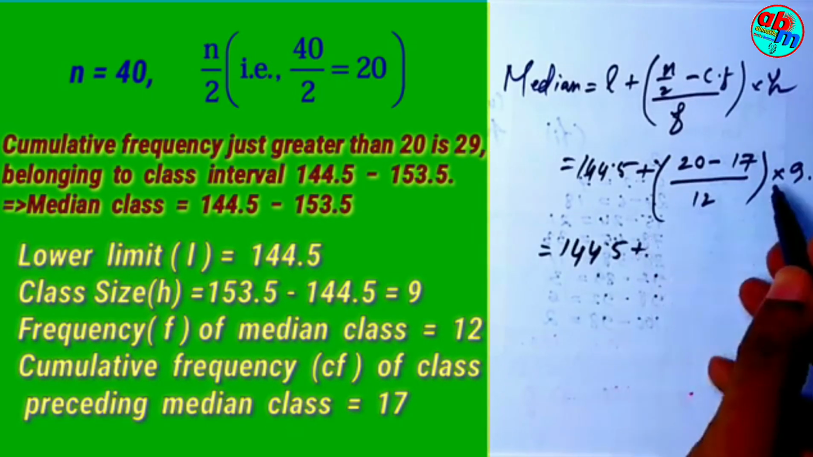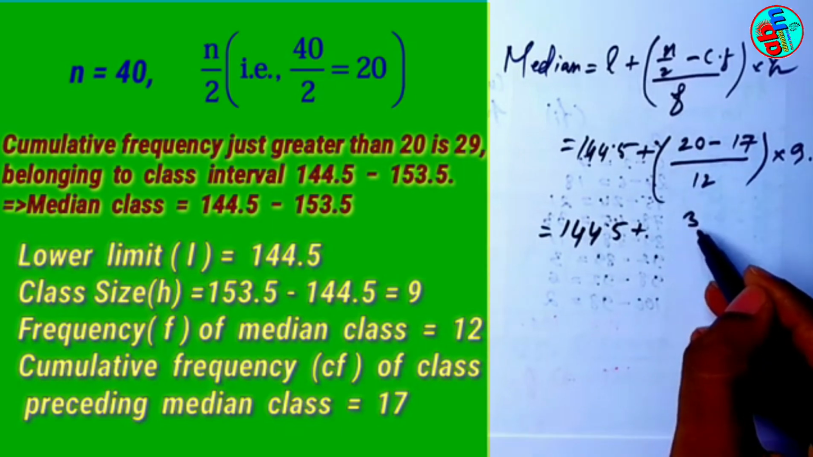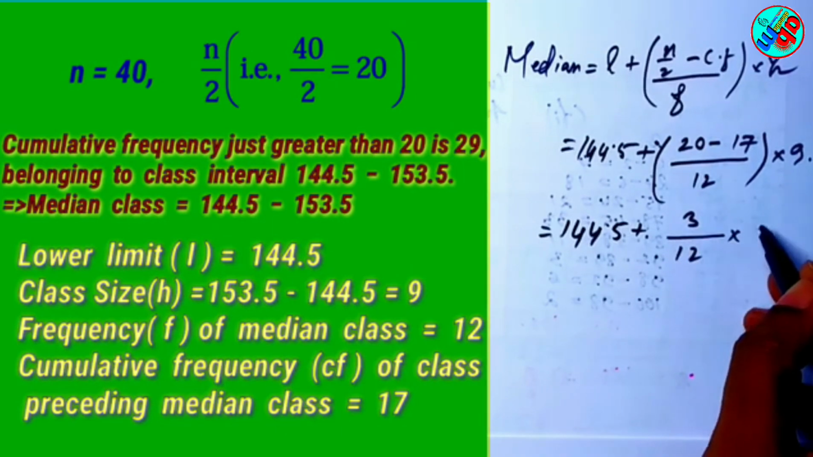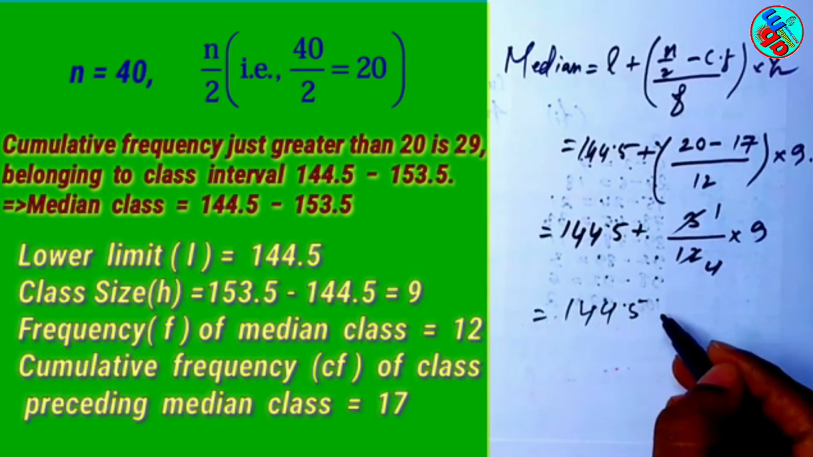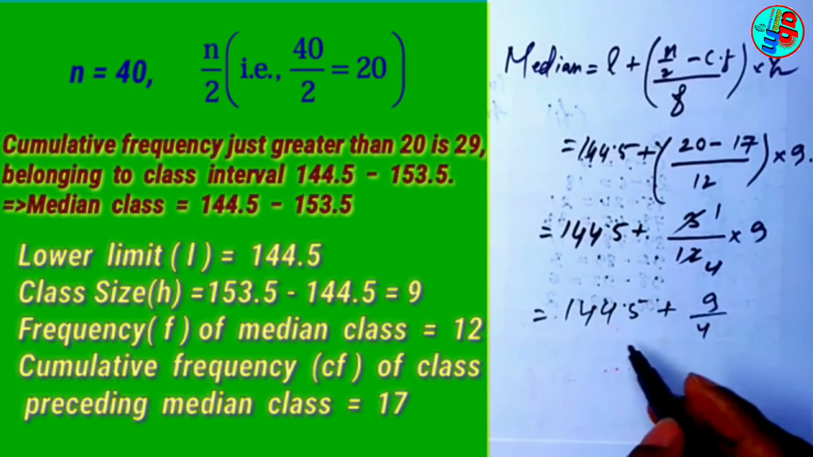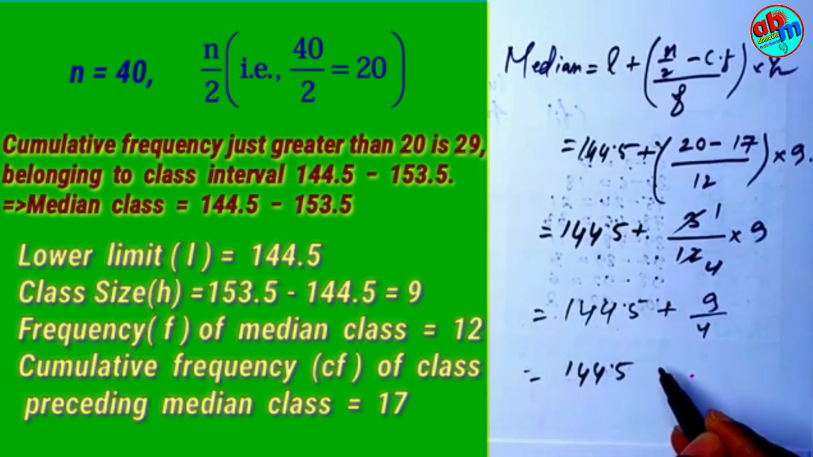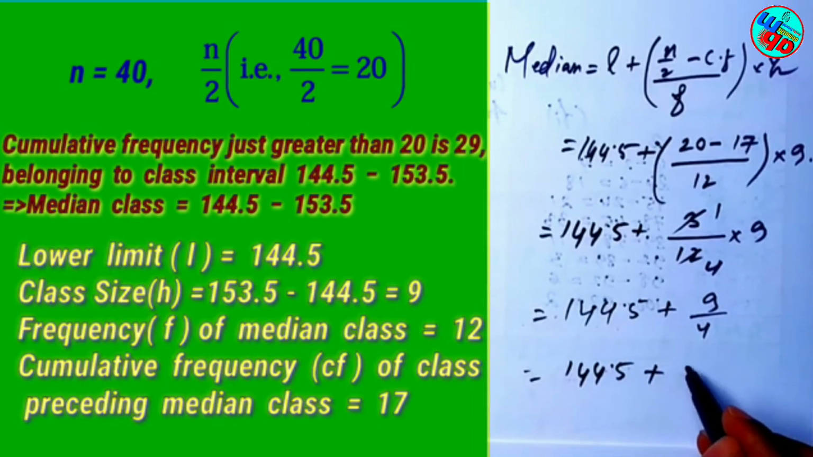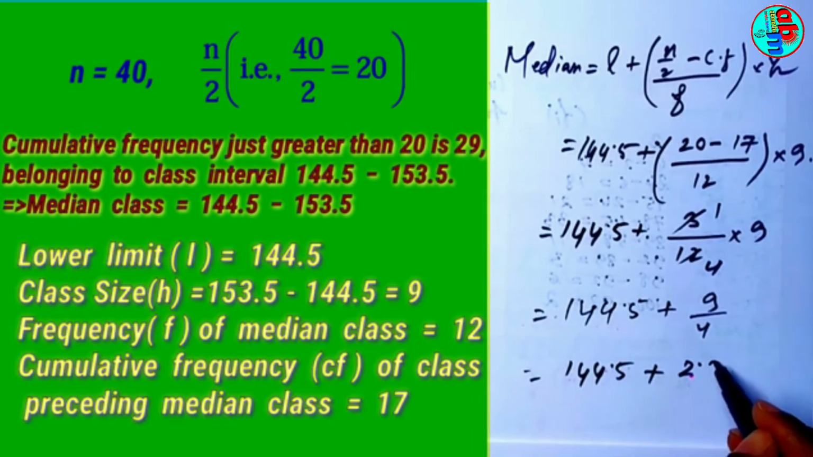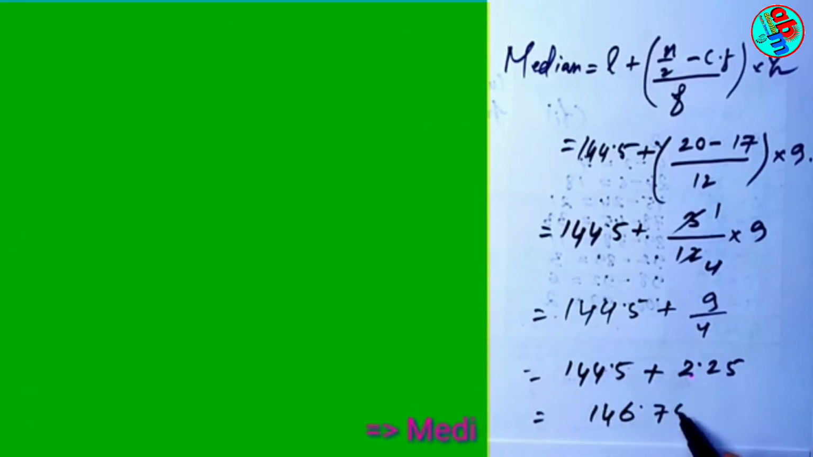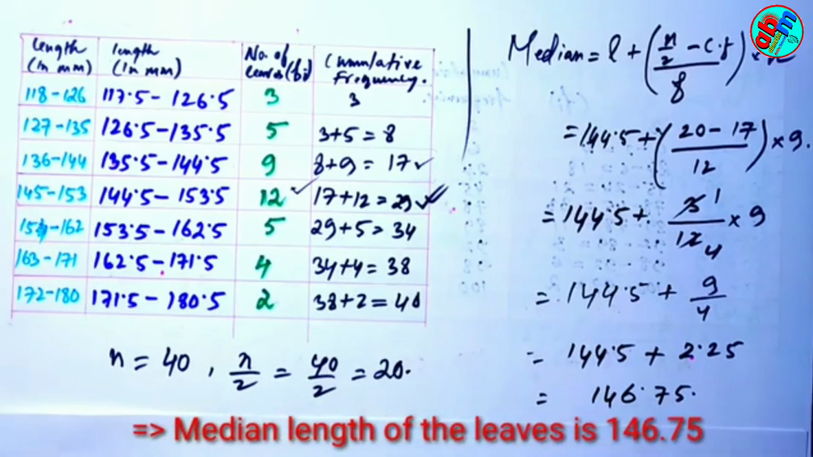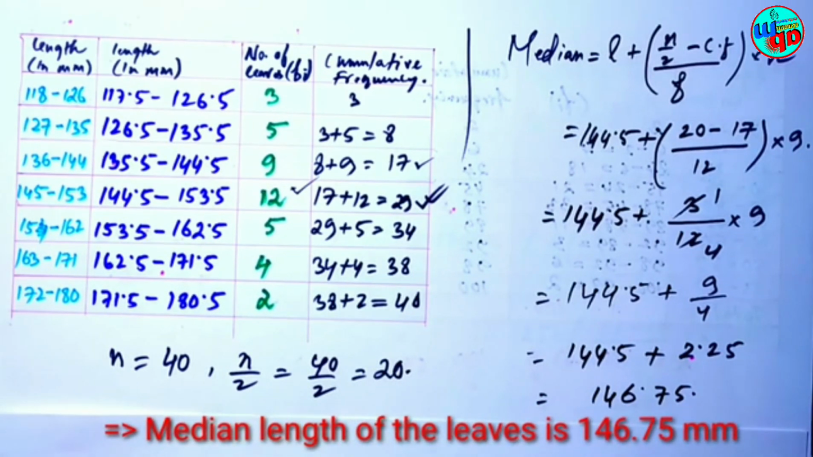144.5 plus (20 minus 17), which is 3, divided by 12, times 9. 3 ones are 3, 3 fours are 12, so it equals 144.5 plus 9 by 4, which is 144.5 plus 2.25. So the total is 146.75. Therefore, the median length of the leaves is 146.75 millimeters. This is our answer.